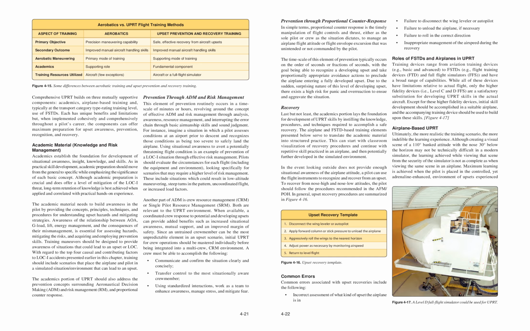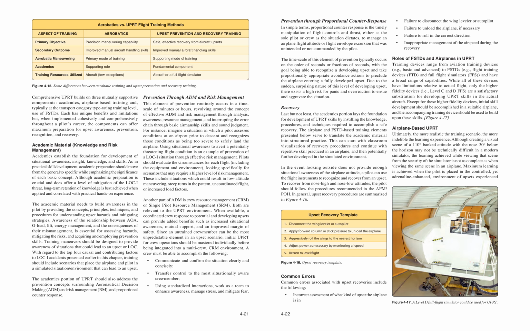Primary mode of training: for aerobatics, aerobatic maneuvering. Supporting mode of training: academics, a supporting role and fundamental component. Training resources utilized: aircraft, with few exceptions. Aircraft and a full flight simulator. Figure 4-15. Some differences between aerobatic training and upset prevention and recovery training.